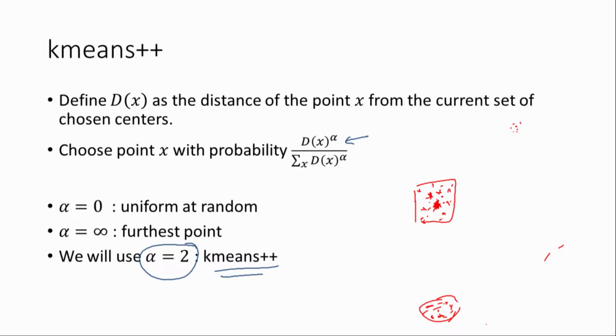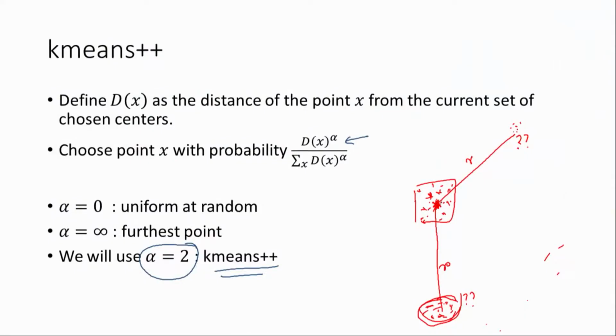Now for the second center, we're asking, will it be chosen from here, or is it more likely to be chosen from here? Imagine that these two are at the same distance r from the first center. Where is the next point more likely to come from? From this blob or from this set of outliers? The first center has been chosen here. Where is the next center likely to come from?